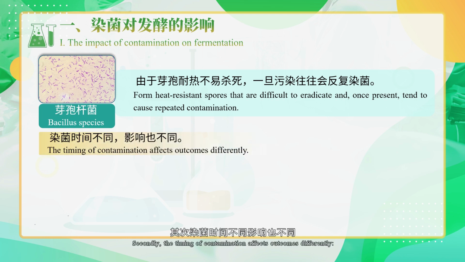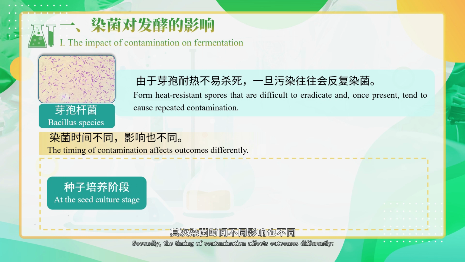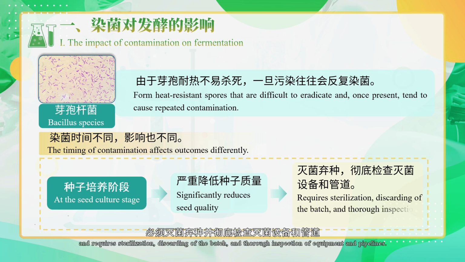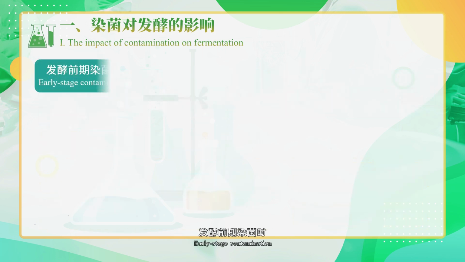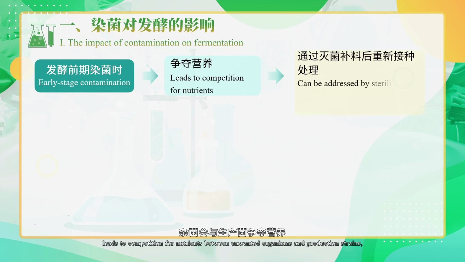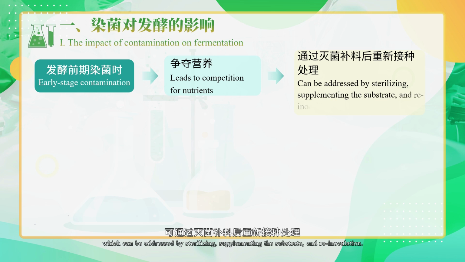Secondly, the timing of contamination affects outcomes differently. Contamination at the seed culture stage significantly reduces seed quality and requires sterilization, discarding of the batch, and thorough inspection of equipment and pipelines. Early-stage contamination leads to competition for nutrients between unwanted organisms and production strains, which can be addressed by sterilizing, supplementing the substrate, and reinoculation.